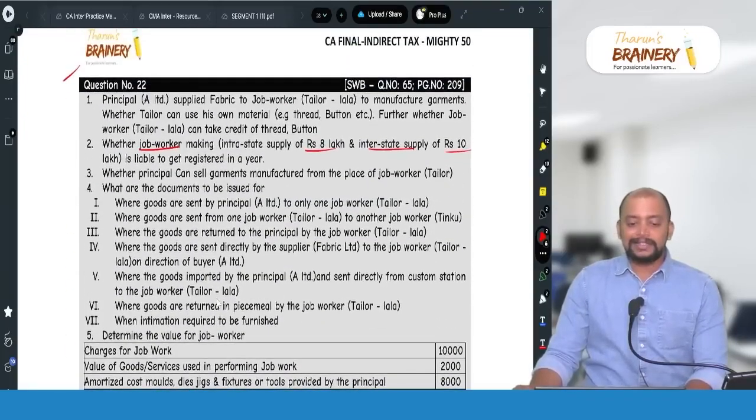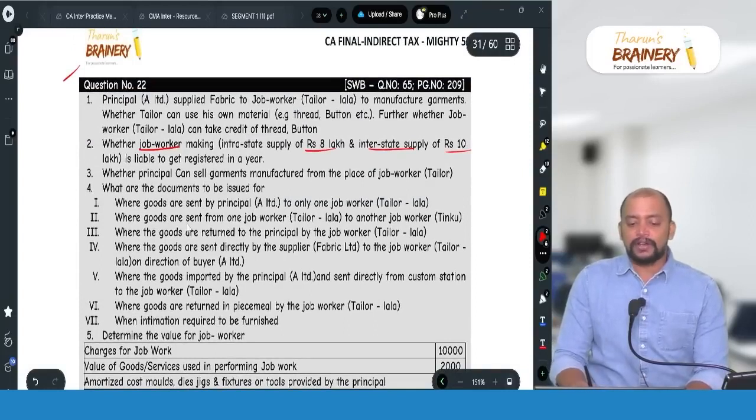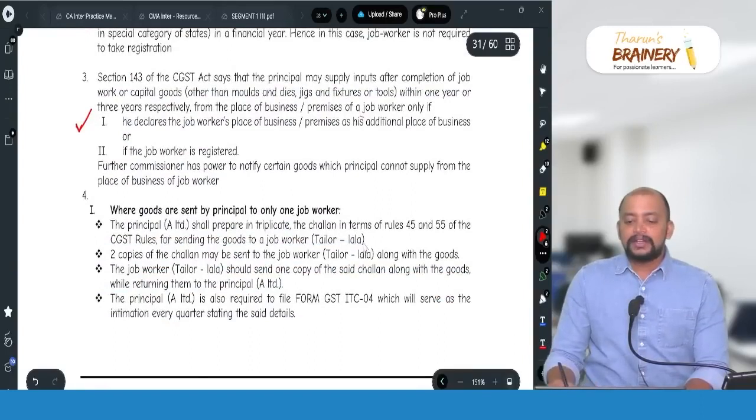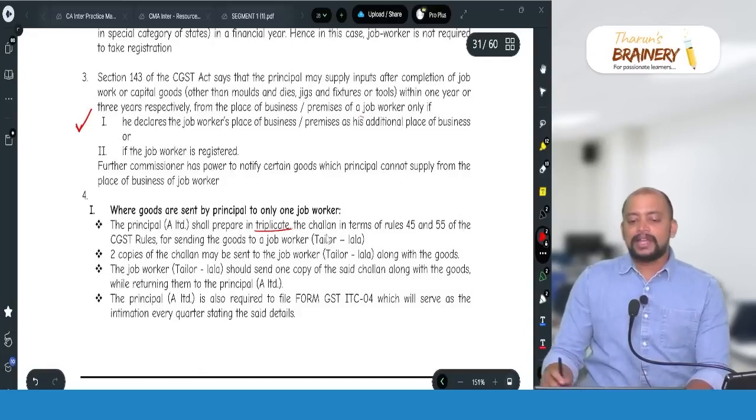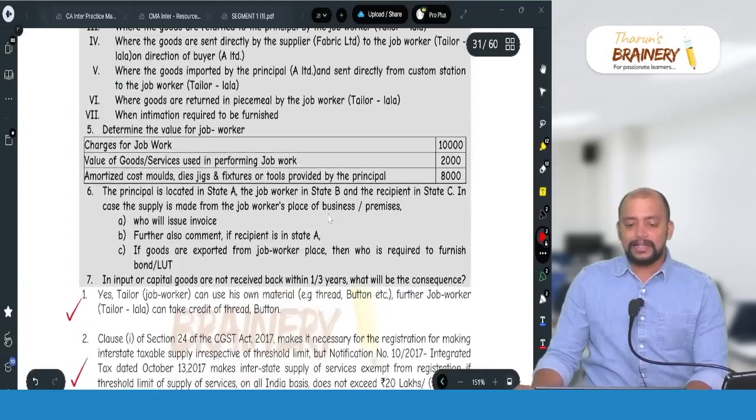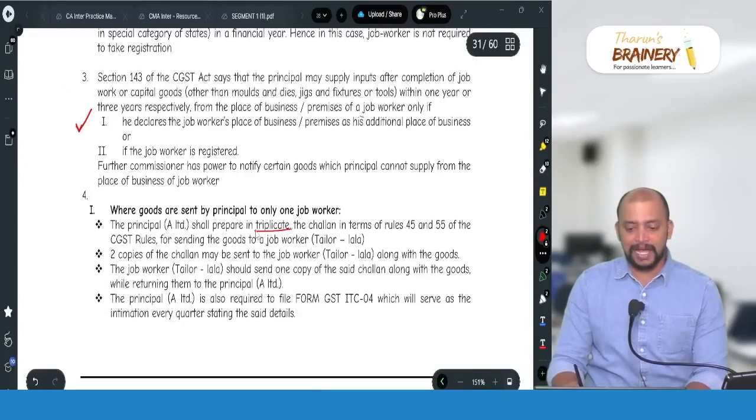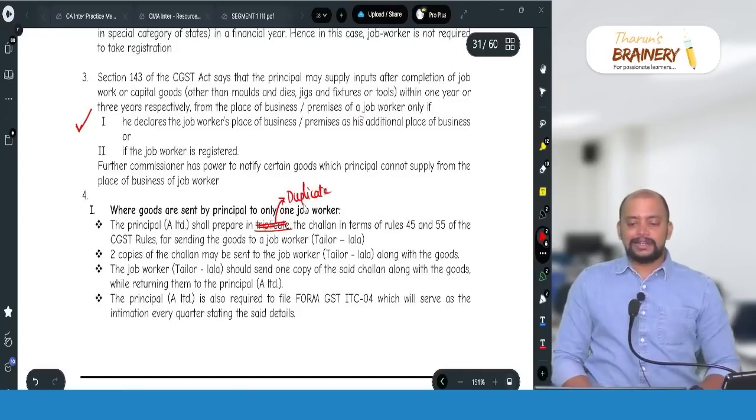Then four, what are the documents to be issued for goods sent by principal A limited to only one job worker? Two copies of delivery challan. Okay. Actually, the challan in terms of rules 45 and 55 for sending the goods to the job worker: the principal shall prepare it in duplicate, two copies, not triplicate.